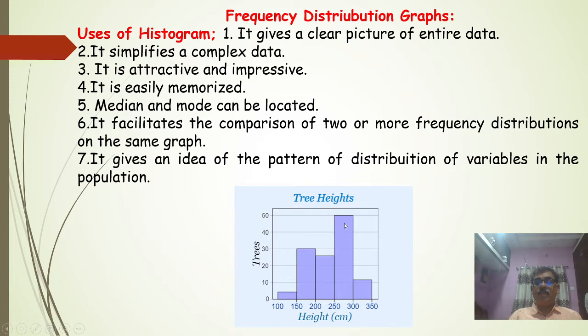Then the 50 trees have a height between 250 to 300 centimeters, and for 300 to 350 centimeters there are about 12 trees. So this is how you can show a histogram. It gives a clear picture of the entire data. It simplifies complex data. This type of data presentation is attractive and impressive.